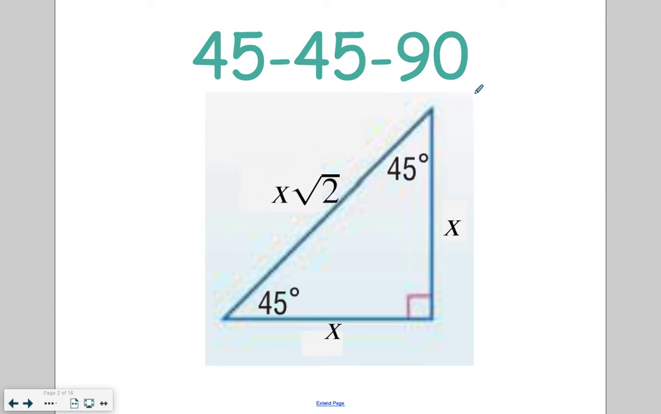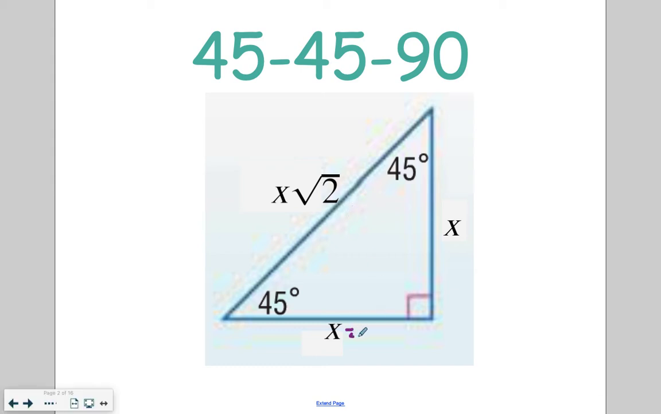These special triangles are referred to by their angle measurements, so 45, 45, and 90 degrees. This is the isosceles right triangle. So the two legs are going to be the same measurement. They're going to be congruent, so x and x. And then the hypotenuse is going to be that measurement times the square root of 2.